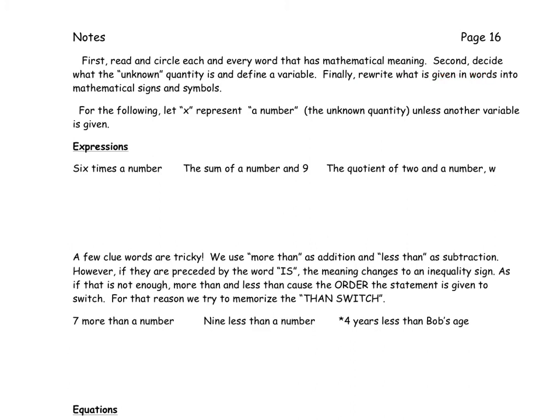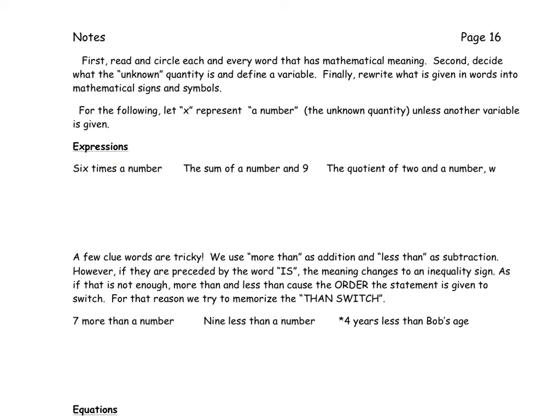Second, decide what the unknown quantity is and define a variable. So we're going to be working with algebraic expressions and equations. Finally, rewrite what is given in words into mathematical signs and symbols. For the following, we're going to let x represent a number, the unknown quantity, unless another variable is given. So we've defined this variable already. If they say a number, we're going to use x unless they give us another variable to use. So if you recall, expressions do not contain an equal sign and they do not contain an inequality sign.